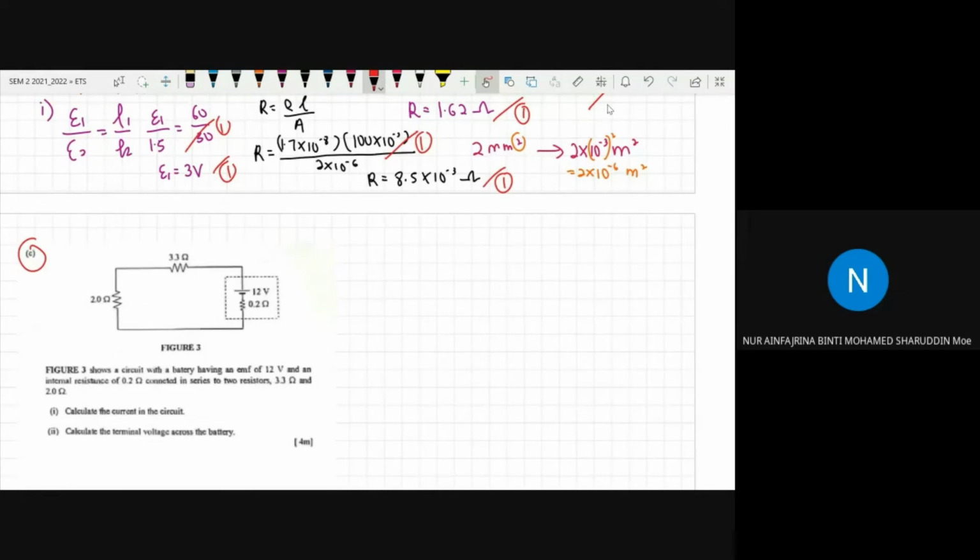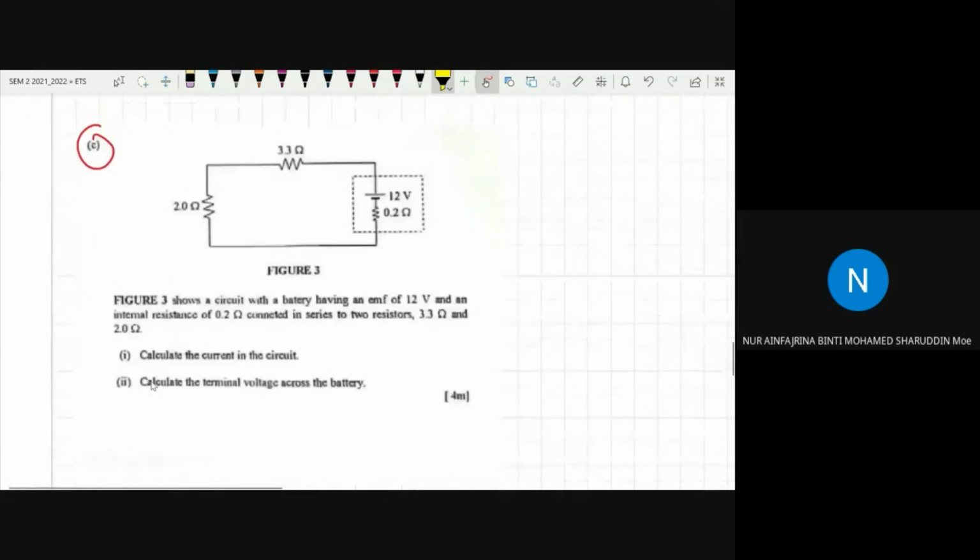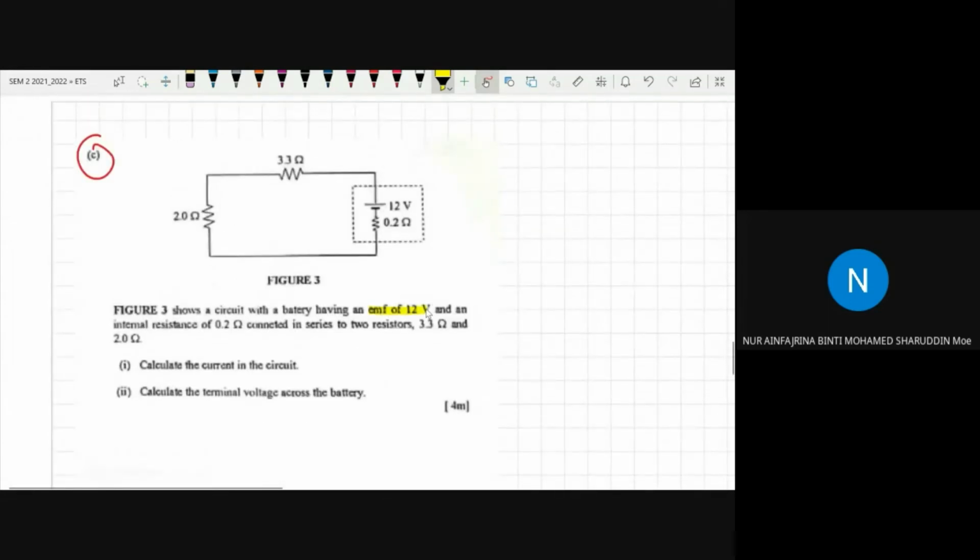Okay, now let's discuss. So, figure 3 shows a circuit with a battery having an EMF of 12 volt. So we know the EMF is 12 volt and also the internal resistance of 0.2 ohm. So this is the battery, and we have the EMF of 12 volt and internal resistance of 0.2 ohm. And they are connected to two resistors which is 3.3 ohm and 2 ohm. So resistor 1 and your resistor 2.